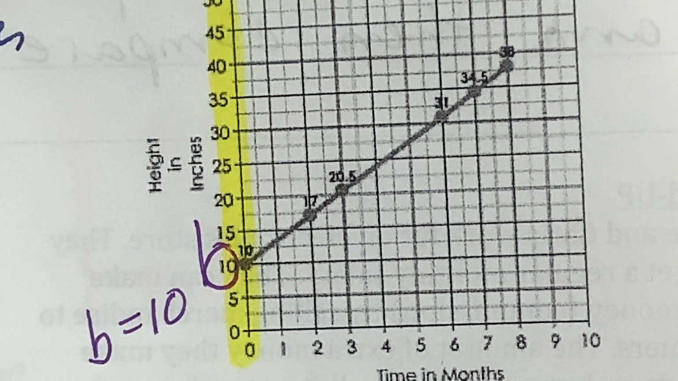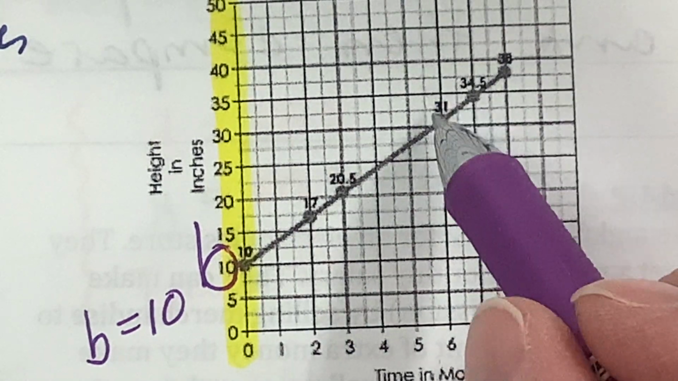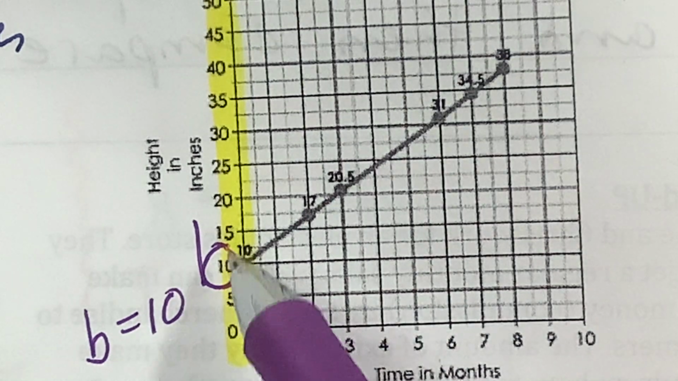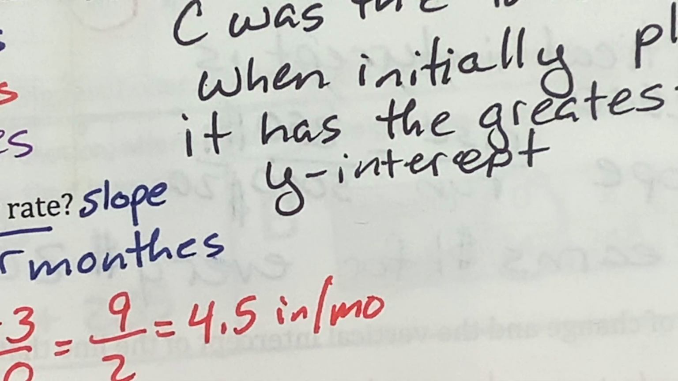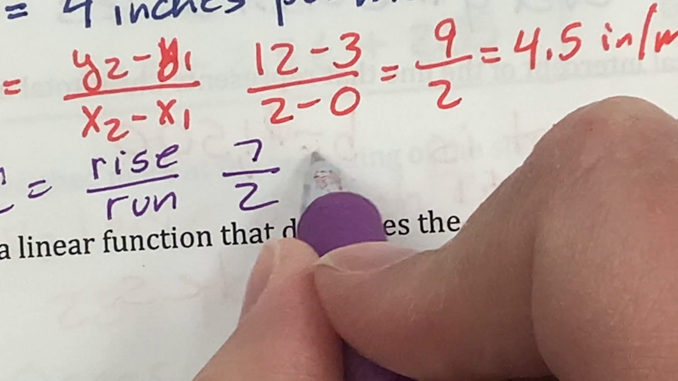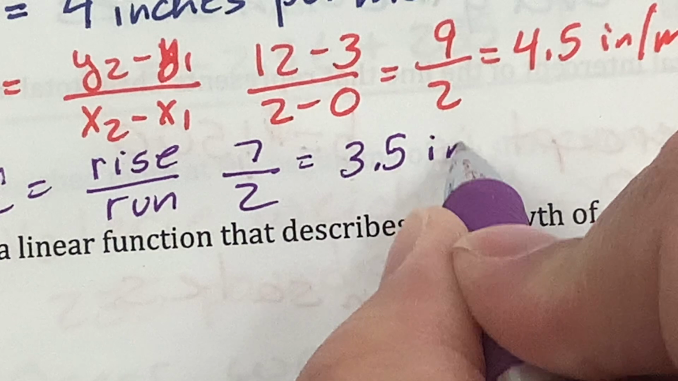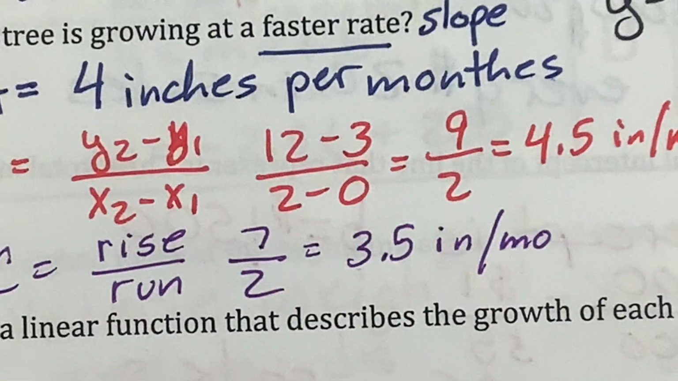Wait a second. Yes, it's from 31 to 34.5, which is 3.5. I could have done that one too. But I'm going to do 7 over 2. So my rise is 7 over 2. 7 over 2 is 3.5 inches per month.